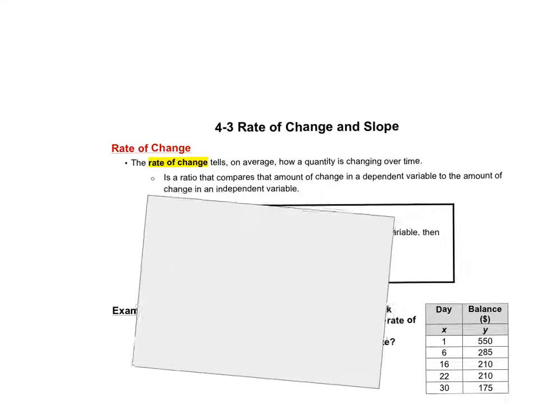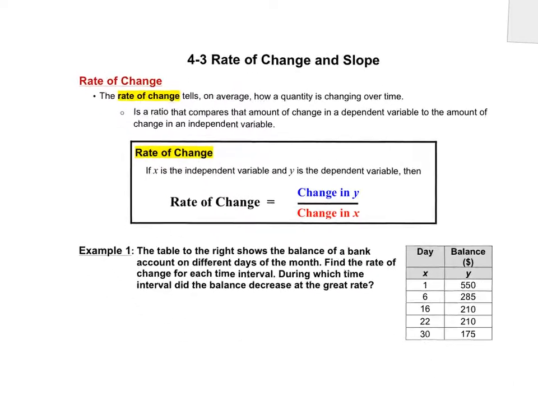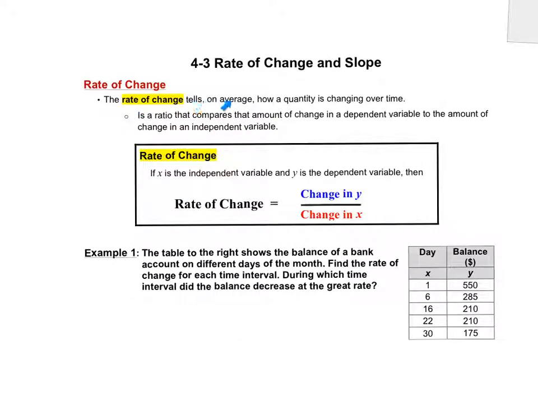So if we're going to talk about the language of rate of change, we can see that the rate of change tells us on average how a quantity is changing over time. It's a ratio that compares the amount of change in a dependent variable to the amount of change in an independent variable. So dependent we know is y, and independent we know is x. The rate of change is symbolized by writing it as a fraction, where the numerator discusses the change in y that occurred, the amount that changed for the dependent variable for every change of the independent variable.